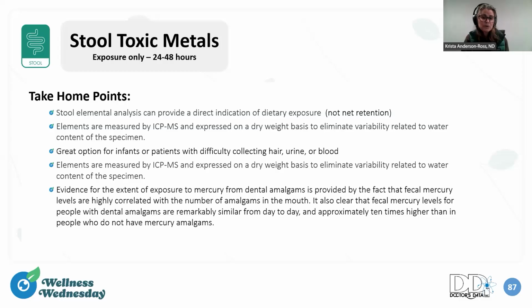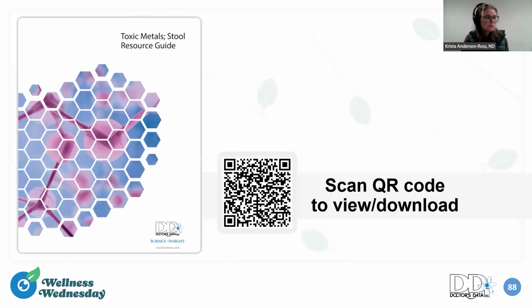So use stool when you suspect GI exposure sources or when you want to understand mercury speciation. It's also great for infants or patients with difficulty collecting hair, urine, or blood. And it's great for people who eat a lot of fish, or if they have GI symptoms, or if you suspect that they're ingesting contaminants without realizing it. The fish is a really interesting piece of this puzzle too, unfortunately. So here is the resource guide for toxic metals.